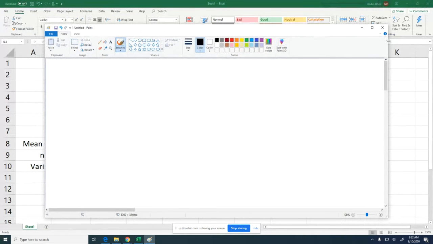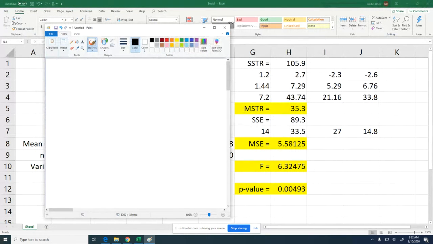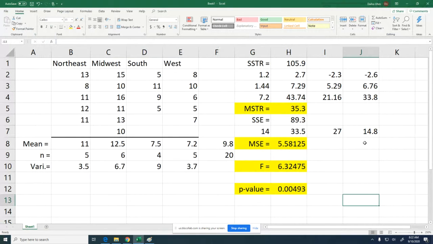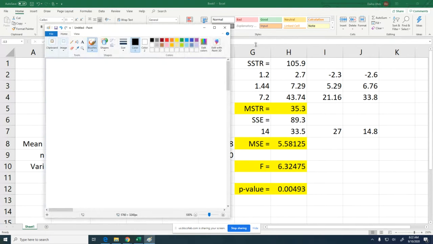Let me copy the scores. Yes, look at this, this one. So now we reject the null hypothesis because the p-value is very small. Even though I give you alpha of only 1%, we can still reject the null hypothesis.